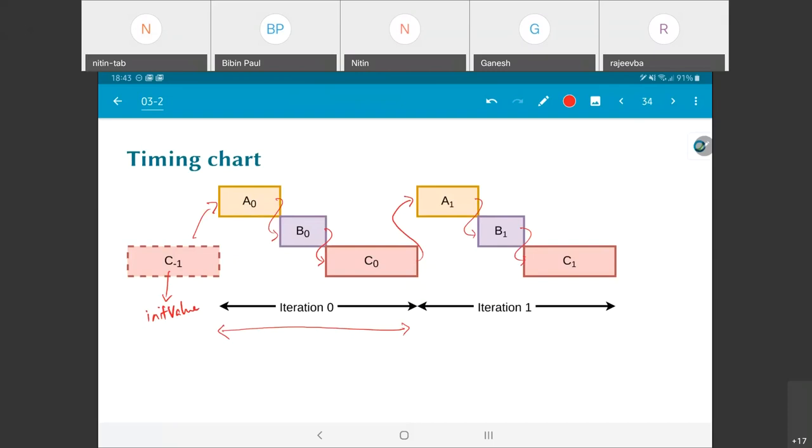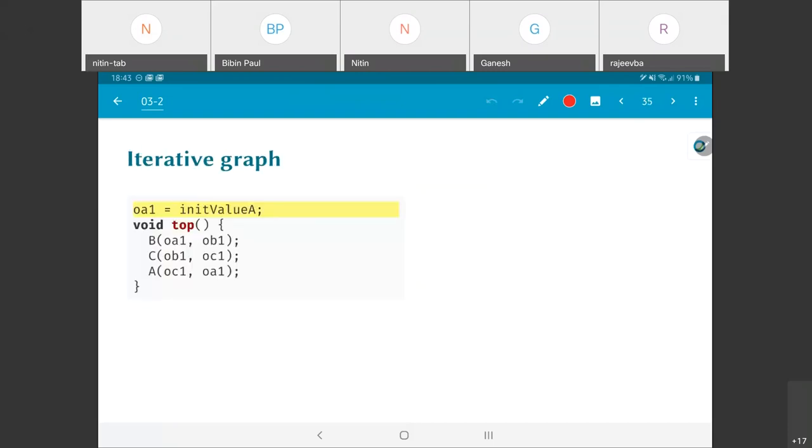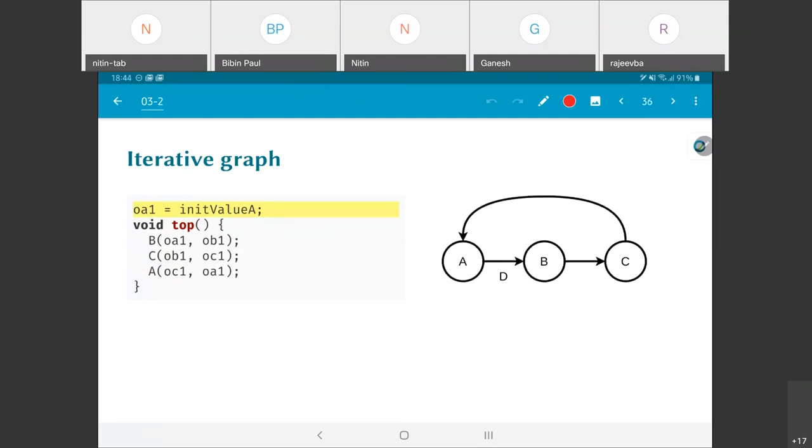Now, what if I rewrite my code a little bit like this? The modification that I have made is that I now take OA1 as my init value. And now if you look at the sequence, first B, then C, then A. B has to be first because B is the one that can work, given that there is an init value from A. And the corresponding graph looks like this.